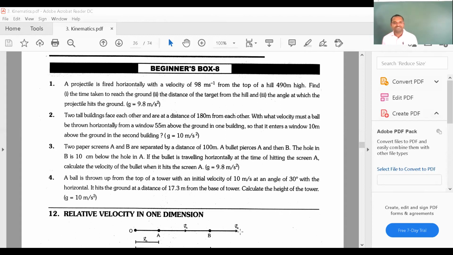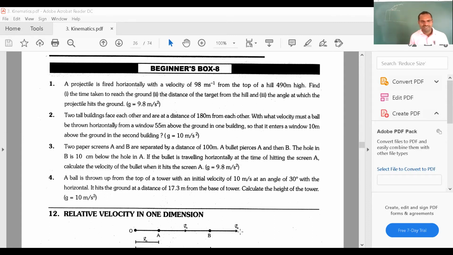I am entering the data first. So a ball is thrown up from the top of a tower. Okay, this is a tower. Let us imagine this is a tower. From this tower, a ball is thrown up like this. The ball is thrown up with what velocity? 10 meters per second. So its initial velocity is 10 meters per second, and it is making some angle theta with the horizontal, and that theta is 30 degrees. This is the horizontal axis, the x-axis.